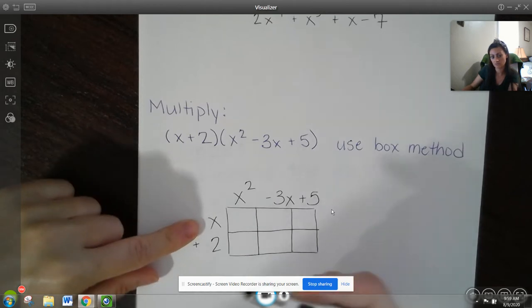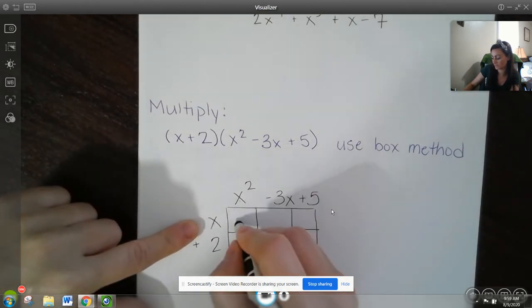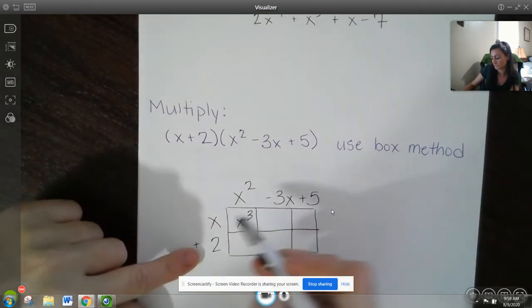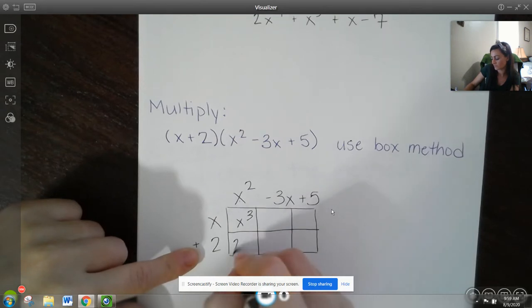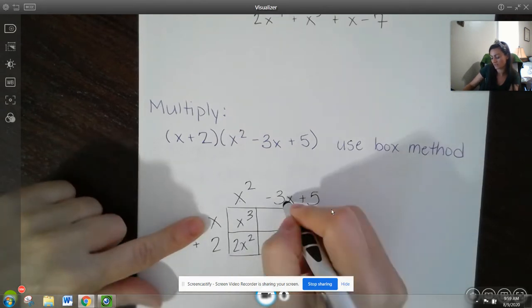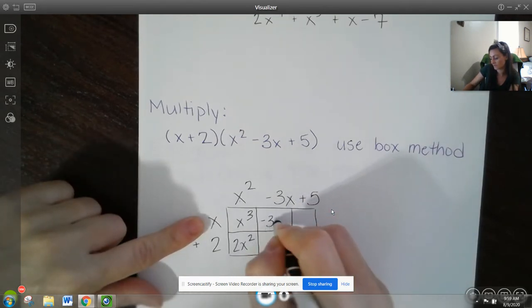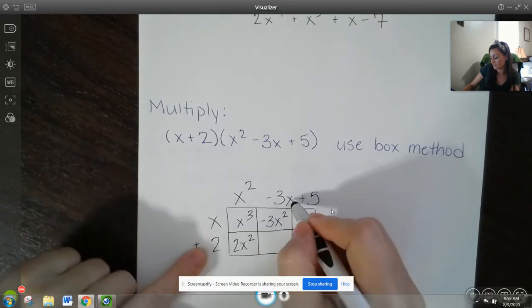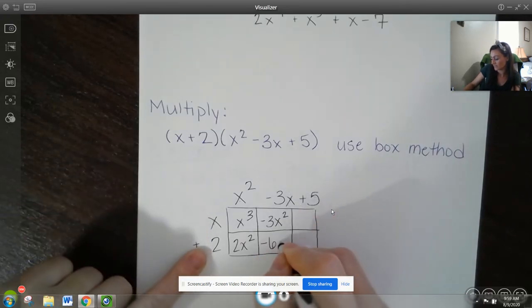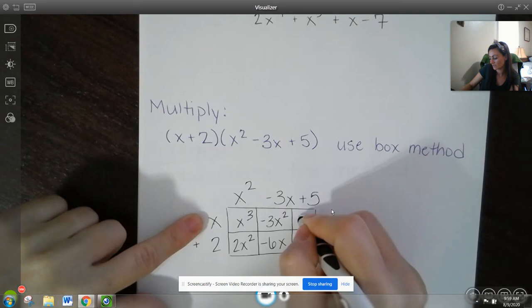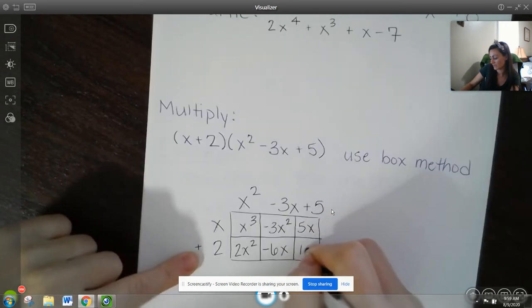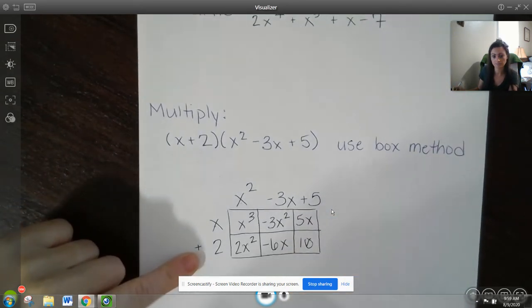So I'm going to go through and multiply. So I have x times x squared, which gives me x cubed. 2 times x squared gives me 2x squared. X times negative 3x gives me negative 3x squared. These two multiplied together will give me negative 6x. Here I'm going to have 5x and then 10.